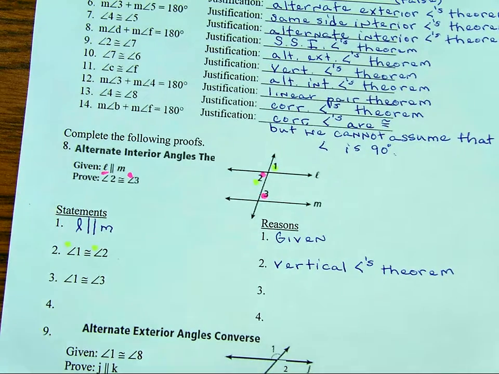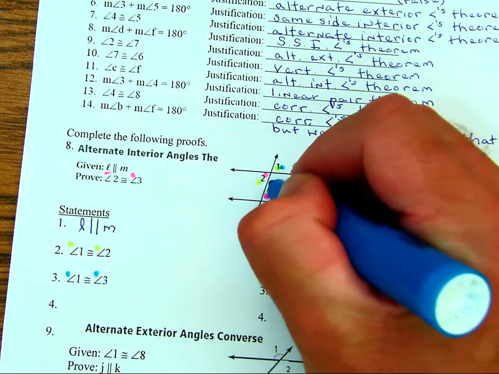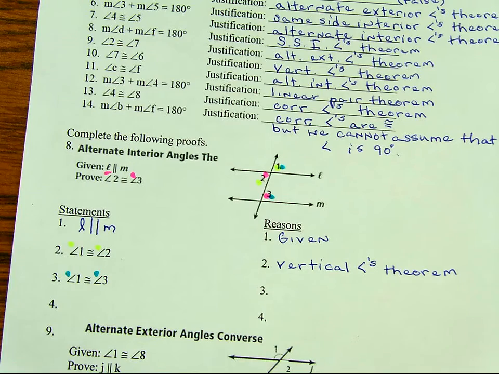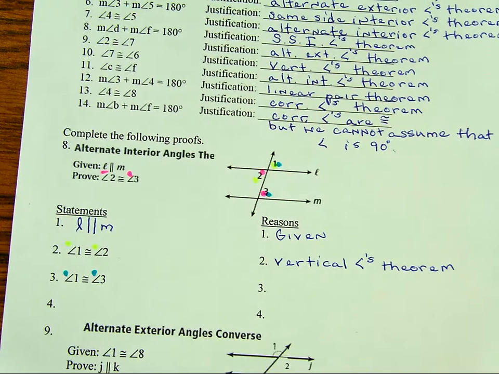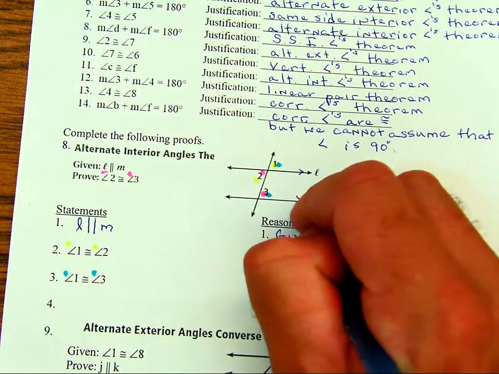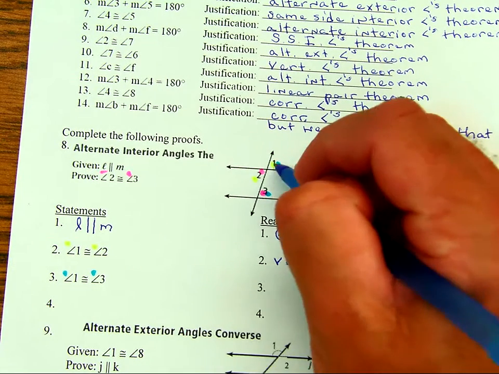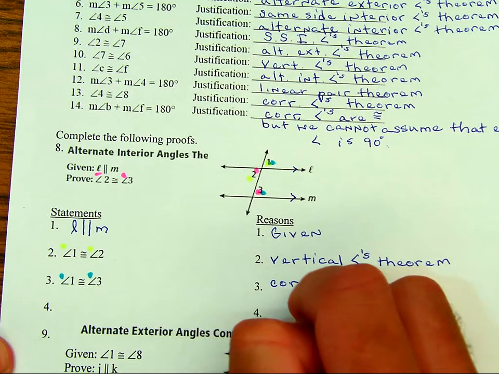Okay, for statement 3, it says that angle 1 is congruent to angle 3. I'm going to highlight them in blue. Okay, they are corresponding angles. And since the lines are parallel, I said earlier that line L is parallel to line M, I know that corresponding angles are congruent. It's the corresponding angles theorem.